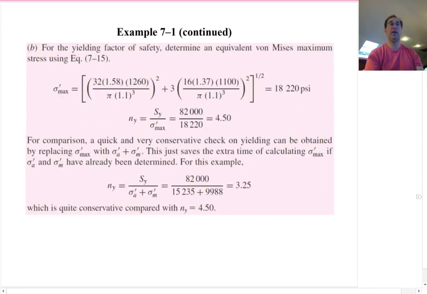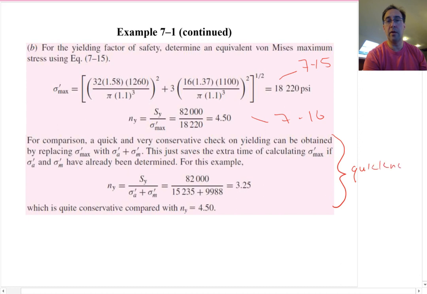Okay. Now we have to check for yielding. So we're going to look at equations 7.15 and 7.16. So this is equation 7.15. This is equation 7.16. And as we see, plugging in all the numbers that we have so far, we get a yielding factor of safety of 4.5.